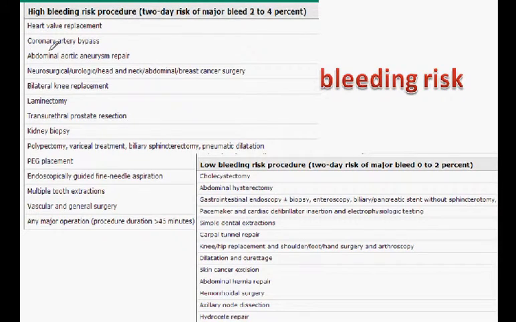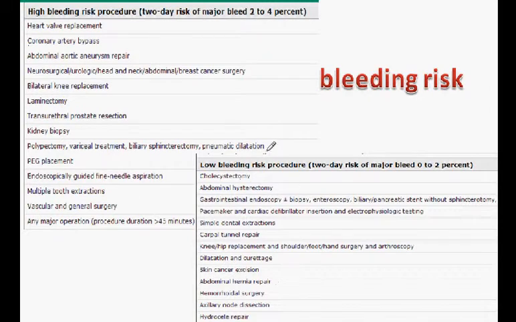And what do we mean by low or high risk for bleeding? The high risk of bleeding is associated with heart valve replacement surgeries, coronary artery bypass, abdominal aortic aneurysm, bilateral knee replacement, and so on. The low bleeding risk is associated with cholecystectomy, abdominal hysterectomy, gastrointestinal endoscopy, these minor surgeries. Some of them are major, but associated with low risk of bleeding.